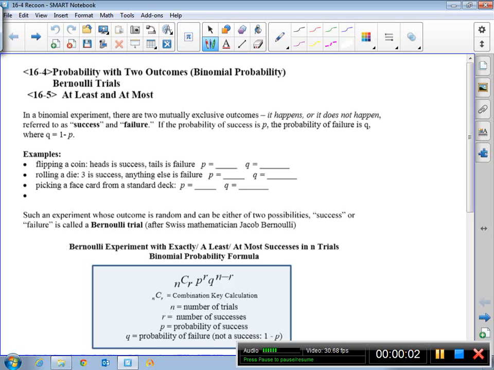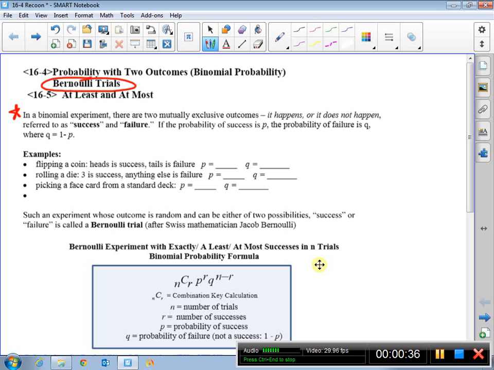Today's lesson is on a special situation with probability. As you can see at the top, it says the probability with two outcomes, binomial probability, and it's named after a mathematician, Jacob Bernoulli. So these are typically called Bernoulli trials. In Bernoulli trials, or in a binomial experiment, we have two mutually exclusive outcomes.